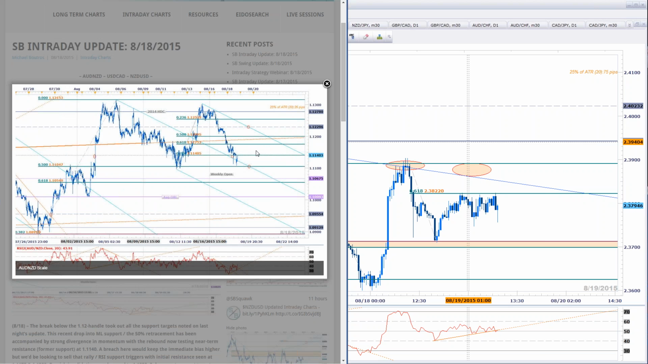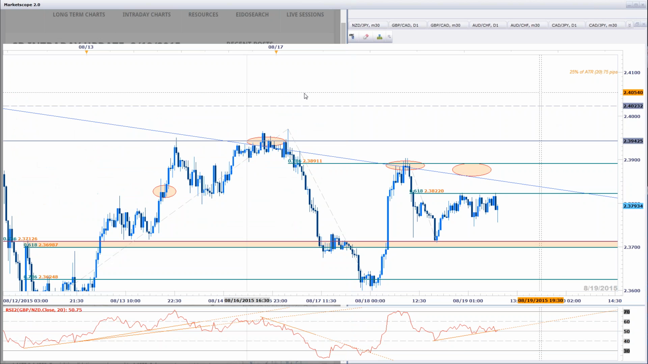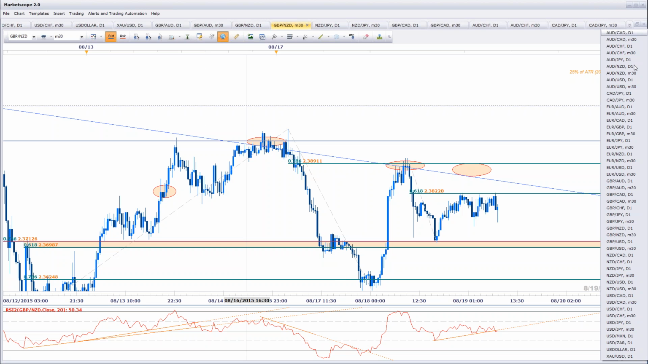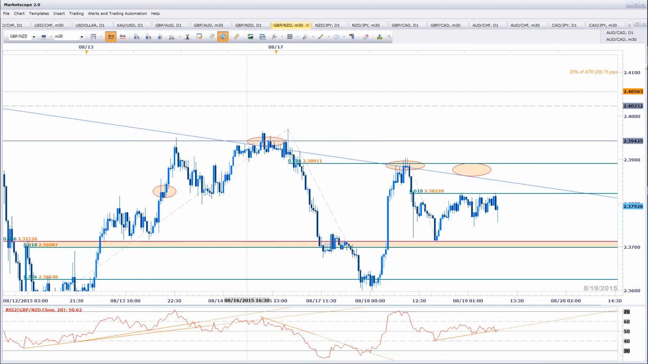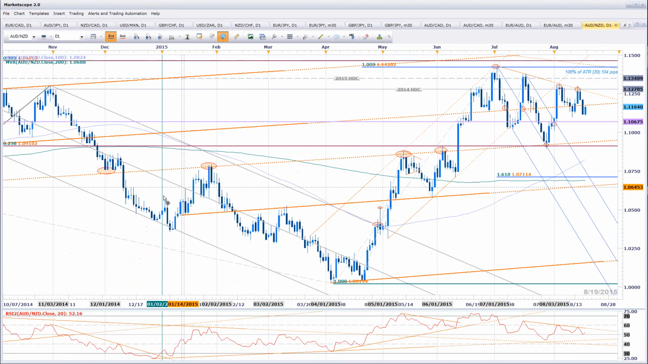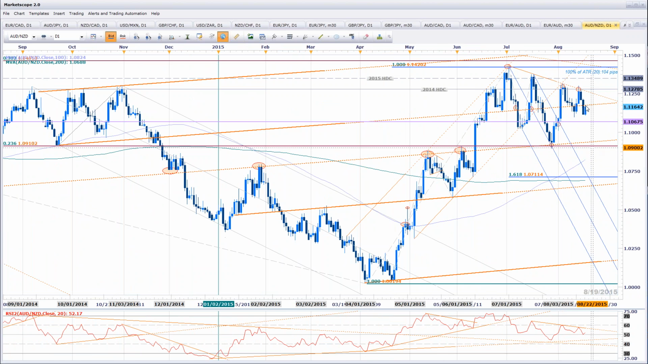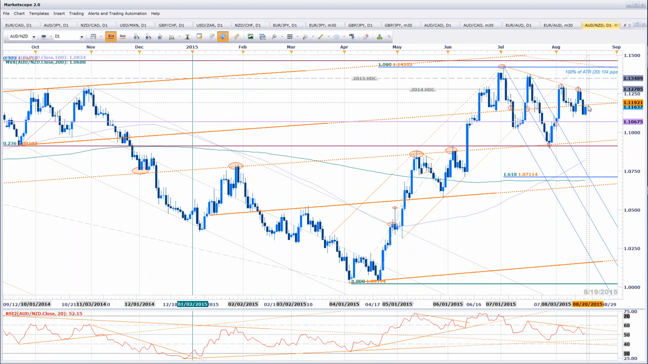Okay, so for Aussie CAD, here's what it looks like on the live charts. Let's just jump right in. So daily, we broke that slope line, okay? That dates back again to the 2014 lows. We've been using those slopes for quite some time. We broke below it yesterday. Here we are checking as resistance.